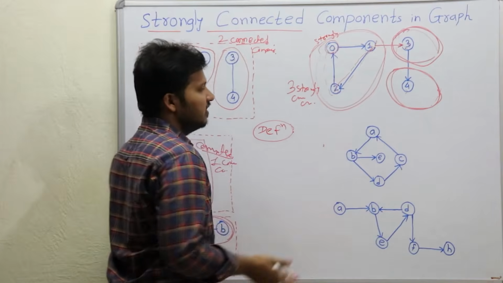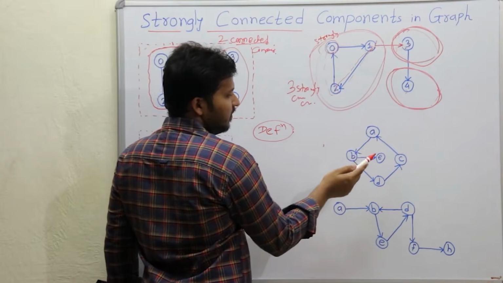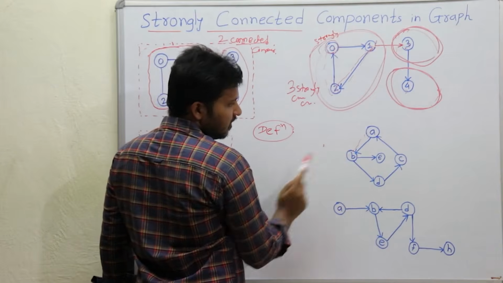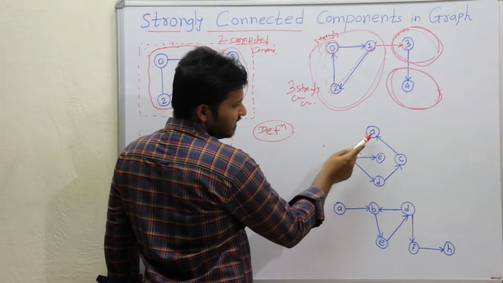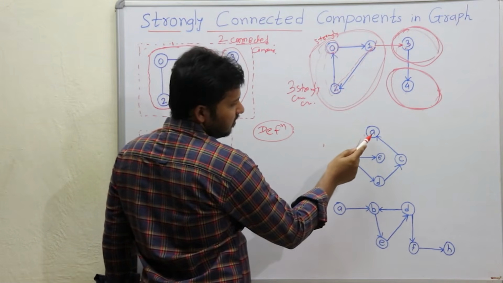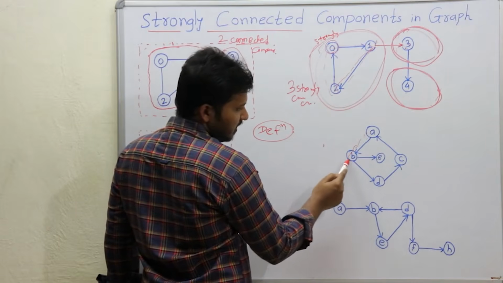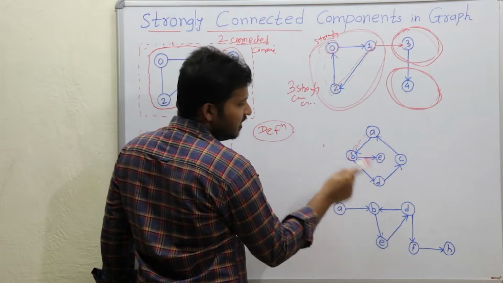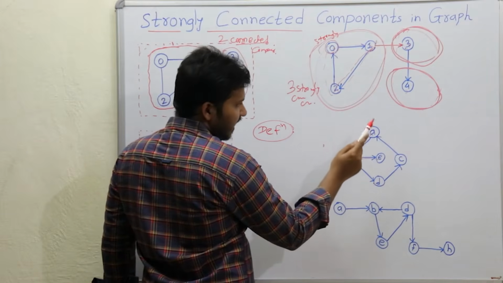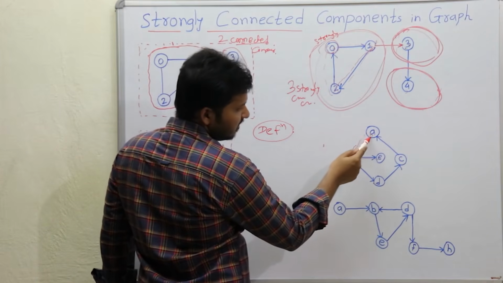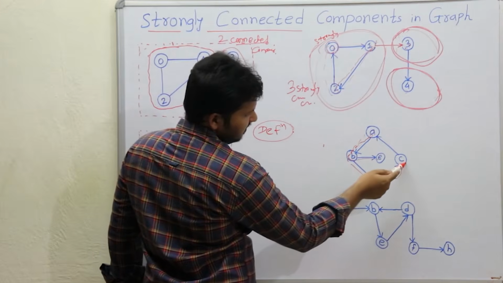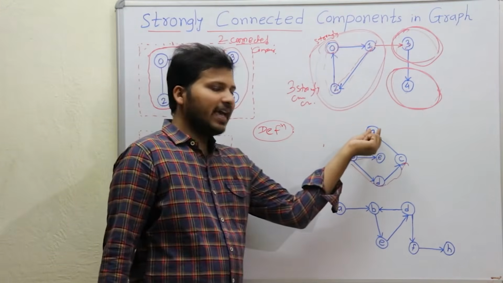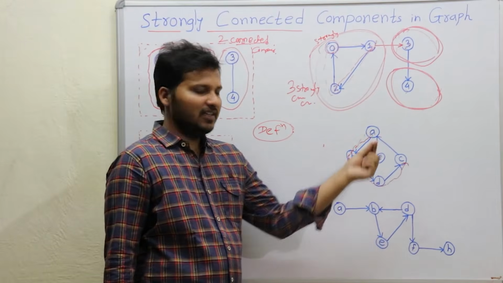Here you will be more clear now. See, vertex A has a path to B. You can see it clearly. Then vertex A has a path to E. Yes. Then vertex A has a path to D. Then vertex A has a path to C. Which means A has a path to every other vertex.